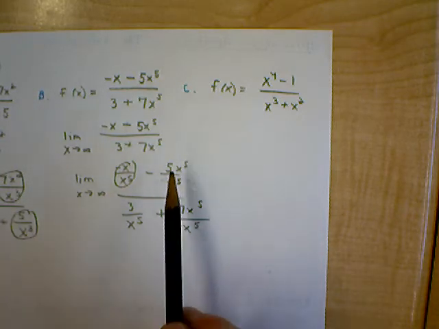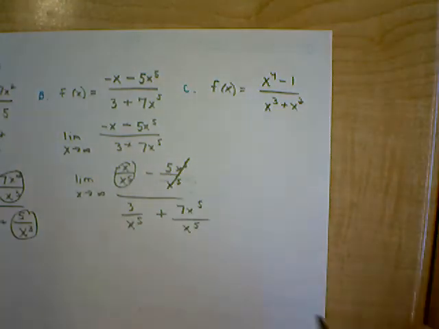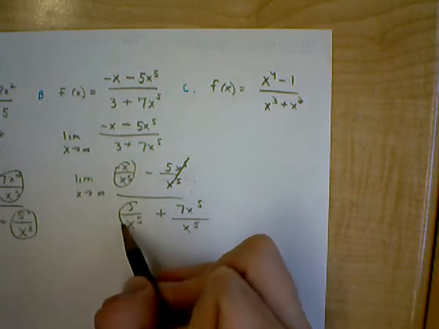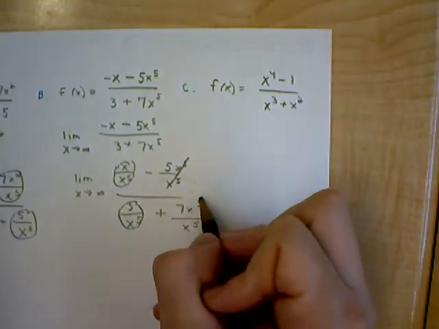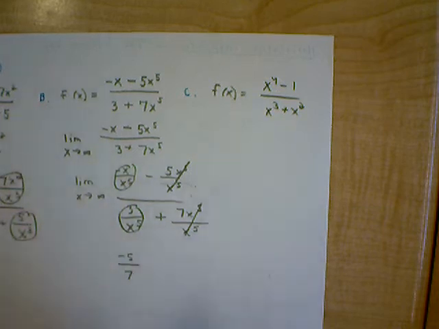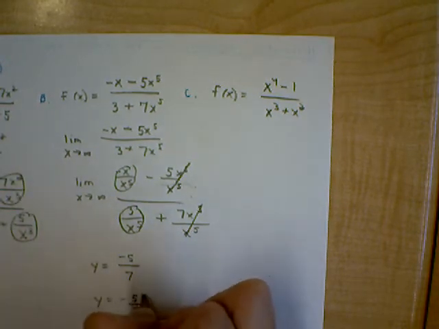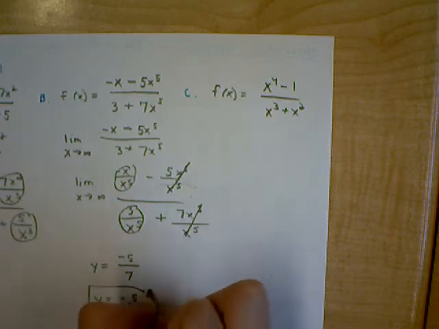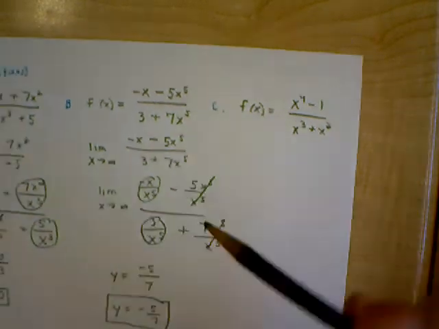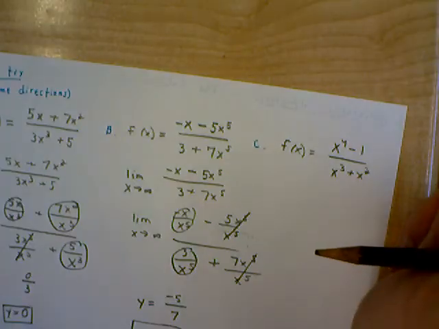All right, this right here, these will cancel, and I'm left with -5. This is going to go to 0. These will cancel, and I'll be left with 7. So I'm left with -5 over 7, or y equals -5/7 is our horizontal asymptote. You could have also just taken the ratio of the leading coefficients since the degrees were equal.